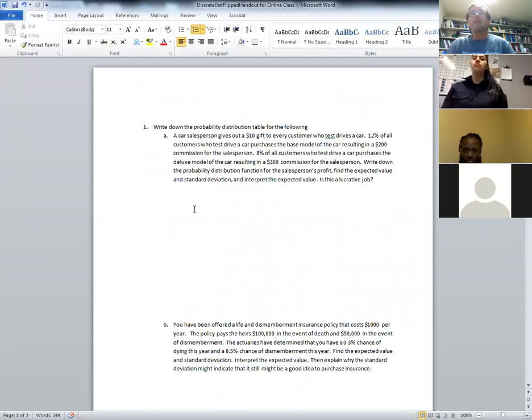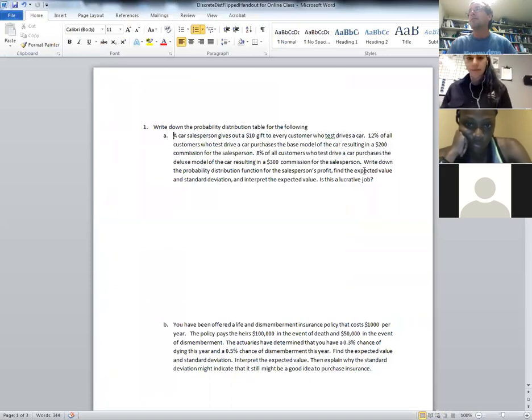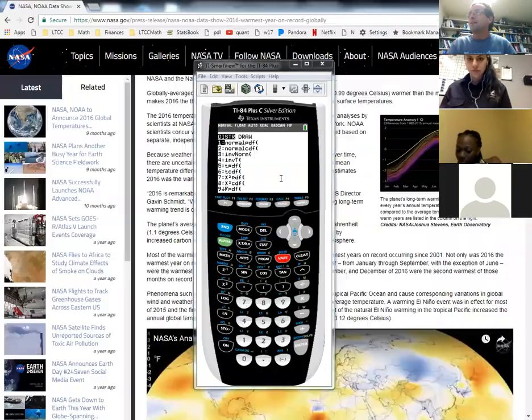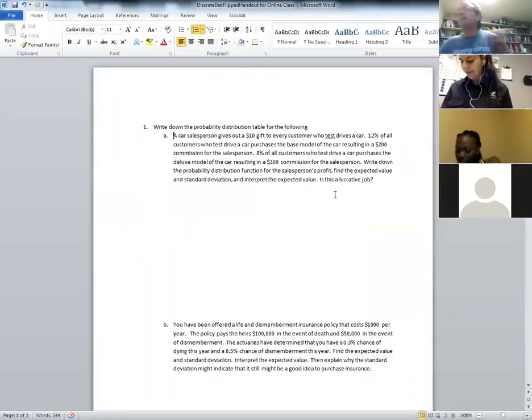Okay, so let me read this out, and we're going to work this out. It says a car salesperson gives out a $10 gift to every customer who test drives a car. 12% of all customers who test drive a car purchase the base model of the car, resulting in a $200 commission for the salesperson. 8% of all customers who test drive a car purchase a deluxe model of the car, resulting in a $300 commission for the salesperson. It's a typical kind of job that somebody would get in sales, commission-based sales. So let's write down a probability distribution function for the salesperson's profit, and let's find the expected value and standard deviation and interpret. And what do you think about this job, good or bad?